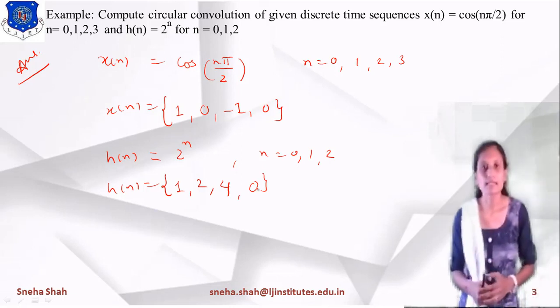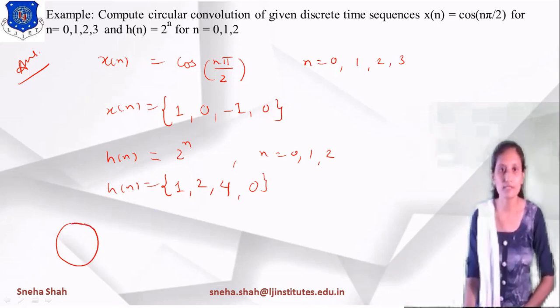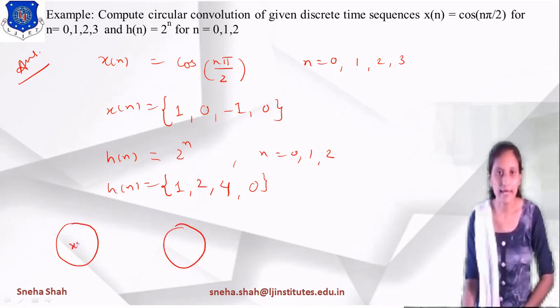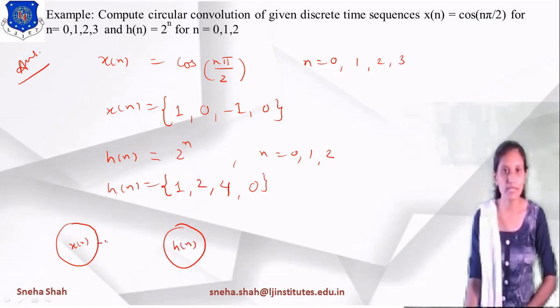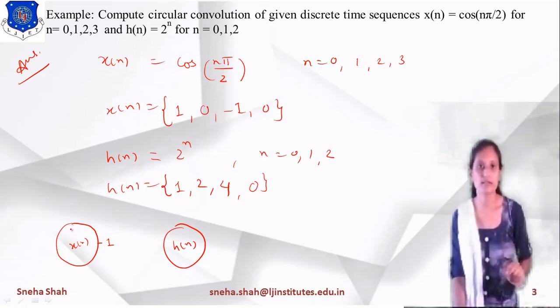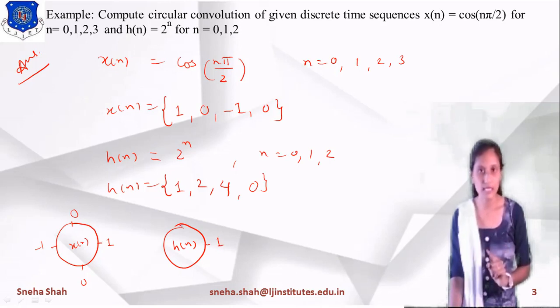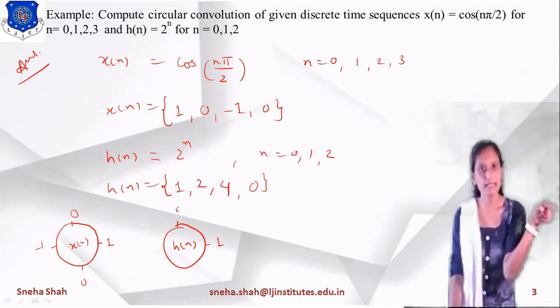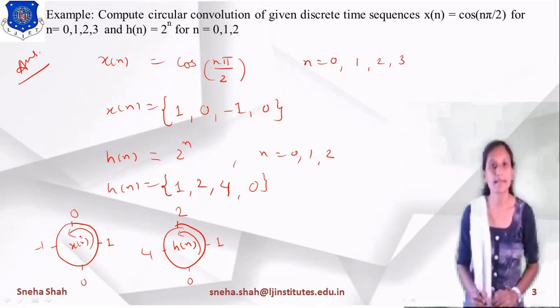Now I am representing x of n and h of n in circular form. This one is x of n and this one is h of n. Drawing x of n, starting with this point it is represented as 1, and we represent the input sequence in the anti-clockwise direction. So 1, 0, minus 1, 0. In the same way, representing h of n, starting with 1, it goes in the anti-clockwise direction: 1, 2, 4 and 0. This way we represent it in the anti-clockwise direction.